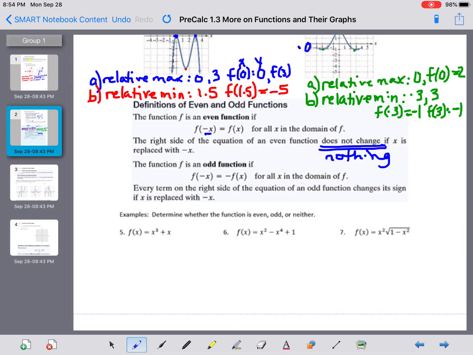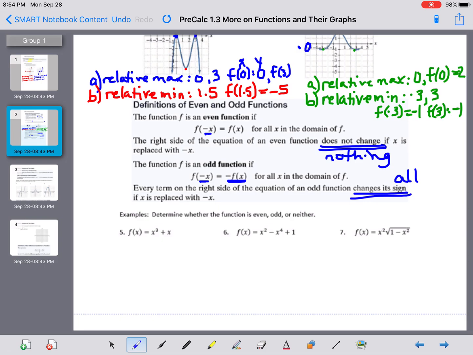If I plug in a negative x into everywhere I see an x in that equation, and my entire equation goes opposite what I saw, so it changes the sign on everything, then it's odd. And if there's a mix, some signs change, some signs don't, it's a neither. So remember, there are 3 categories, and it could be a neither. Okay, so let's try the first one.